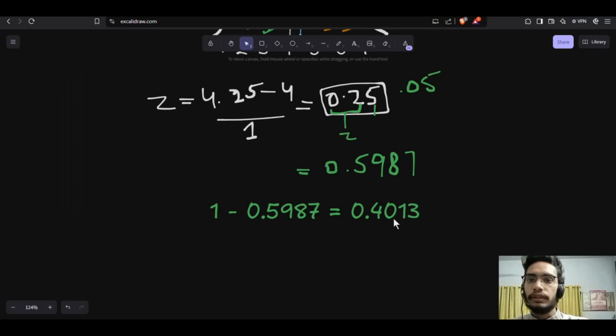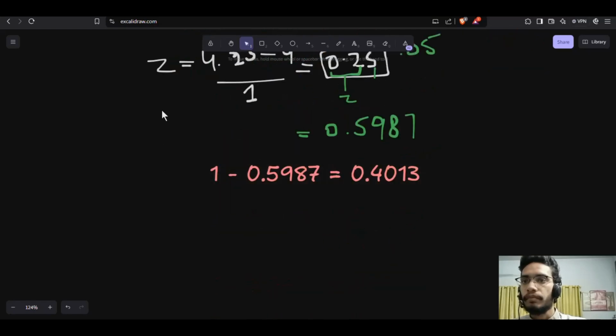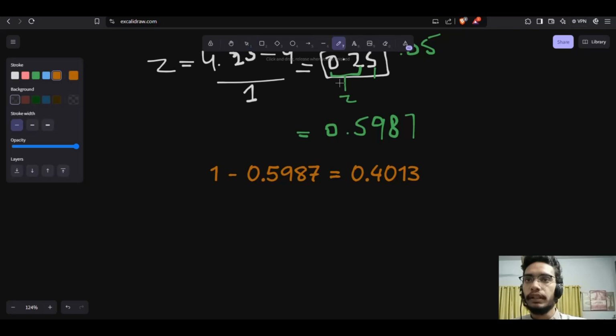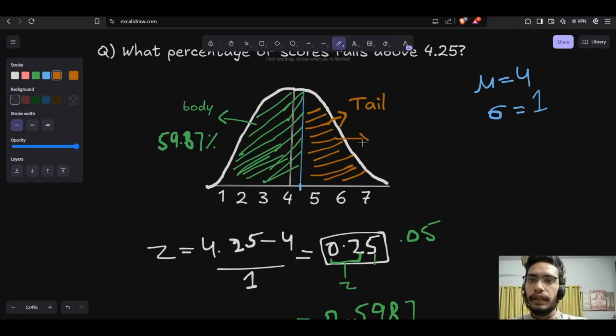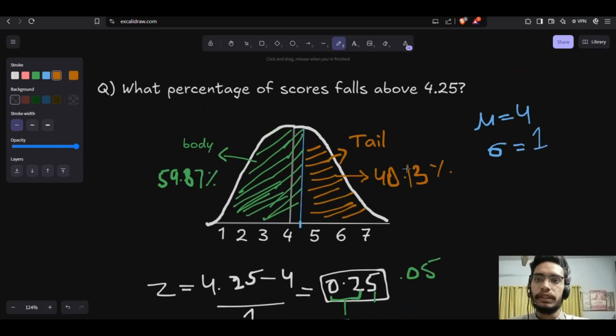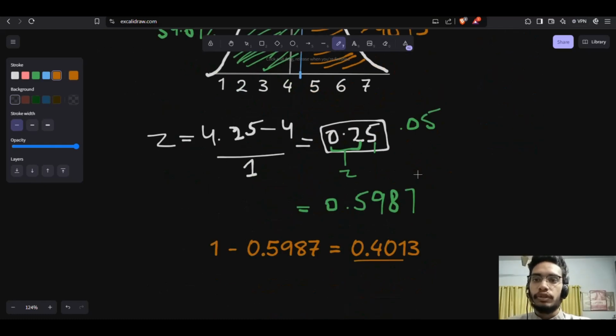0.4013, right? Let me mark this value with orange, with this respective color. So 0.4013 represents the data that is present in this region, on the tail region. So it says that in the tail we have 40.13% of data. So it is quite simple.